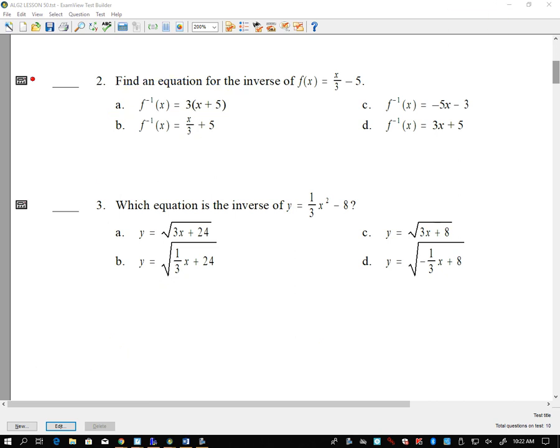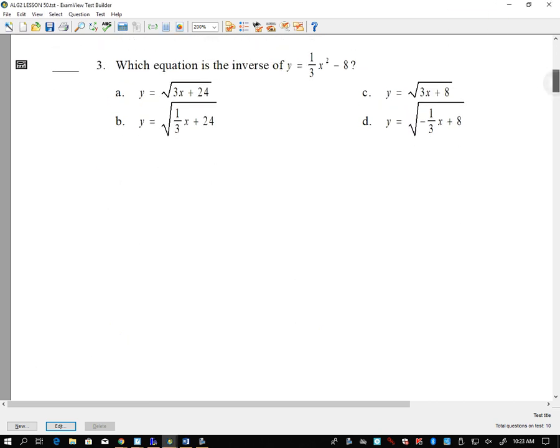Okay, let's come down to this one. We want to know which equation is the inverse of y equals 1/3 x squared minus 8. Well, what's the first step? Switch. Okay, so what am I writing? x equals 1/3 y squared minus 8. Good. So you didn't take the square with the x. Good.